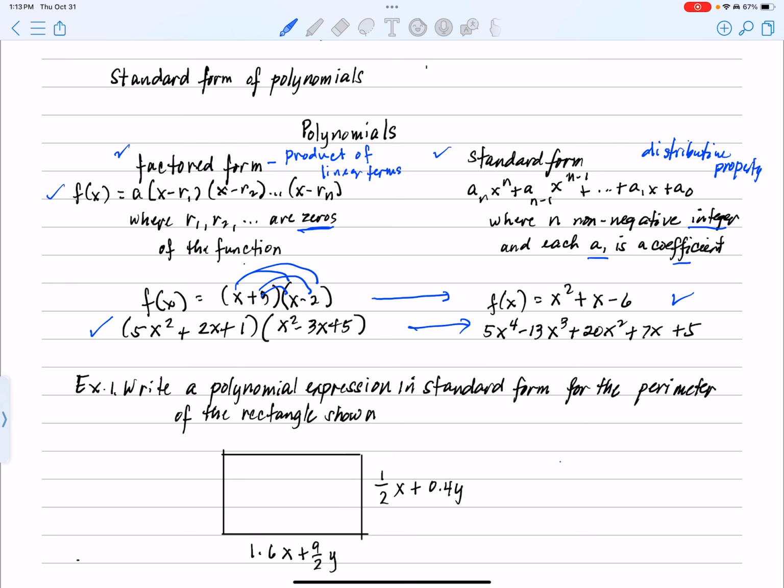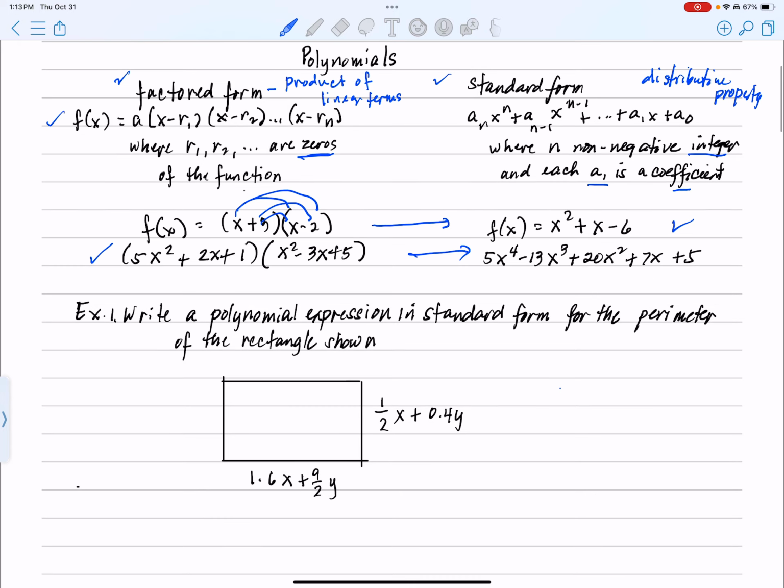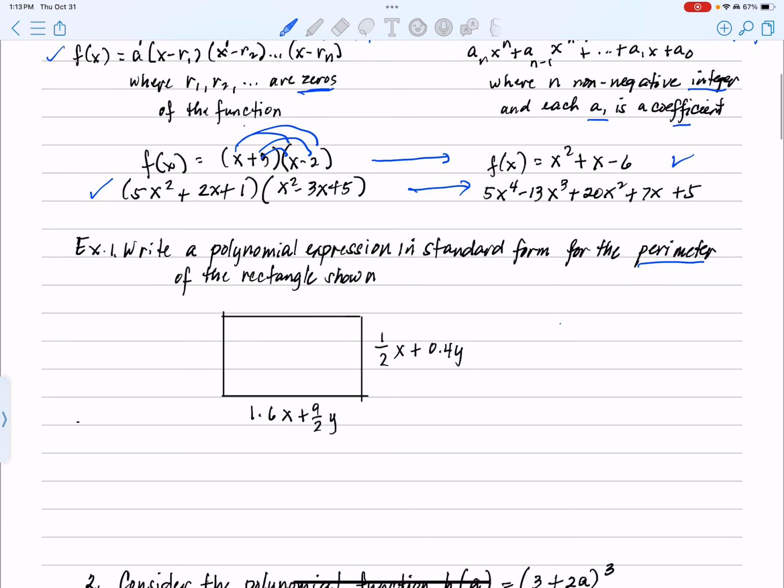Okay, let's have an example here. Write a polynomial expression in standard form for the perimeter of the rectangle shown. When we say perimeter of a shape, that is the sum. Remember, perimeter is the sum of its side lengths.